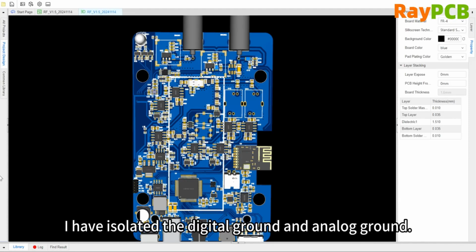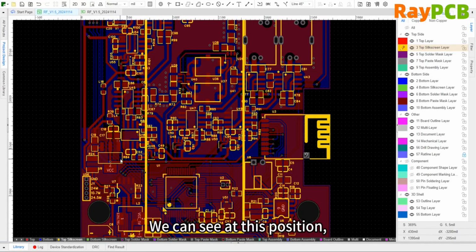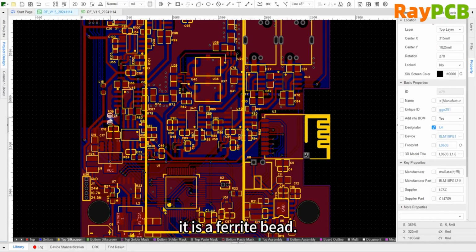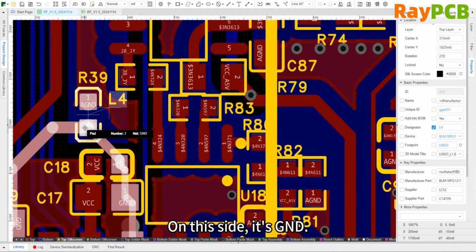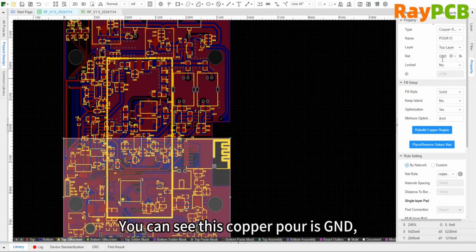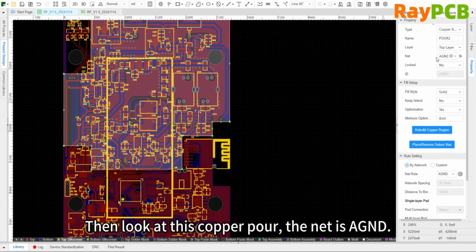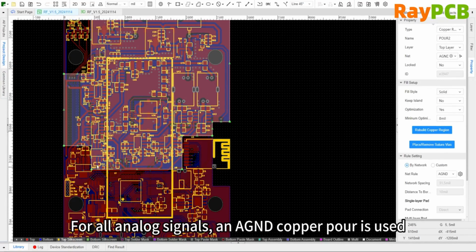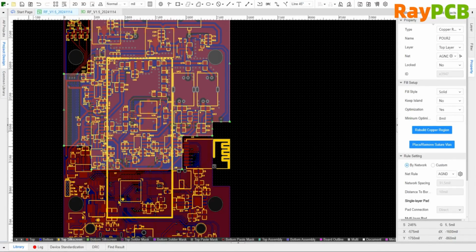In this circuit, I've implemented isolation between digital ground and analog ground. As you can see, at this position, this R39 is a magnetic resistor. Looking at its network, on this side it's connected to GND, and on the other side to AGND. Then, through the negative feedback network, you can also see that the negative feedback is connected to GND, which mainly manages the digital circuitry in the lower section. Then, looking at the negative feedback network, it's connected to AGND. For all analog signals, AGND is used for negative feedback to prevent interference between digital and analog signals.